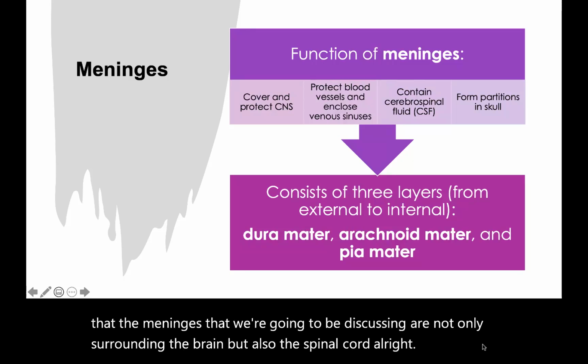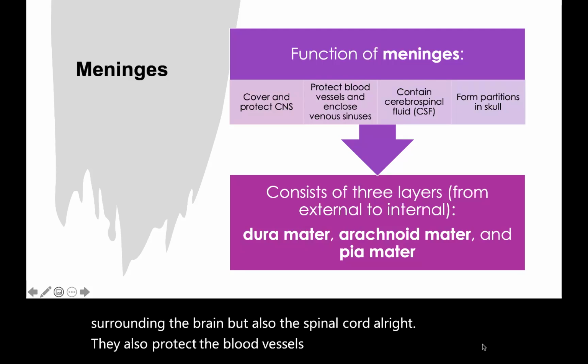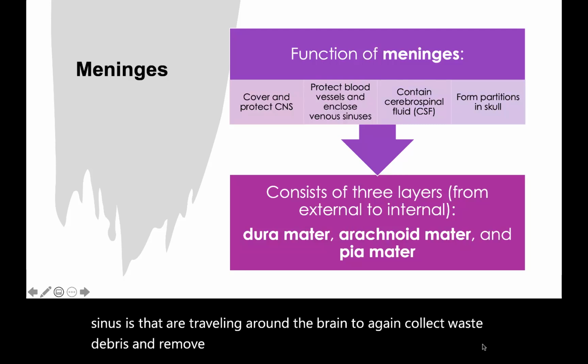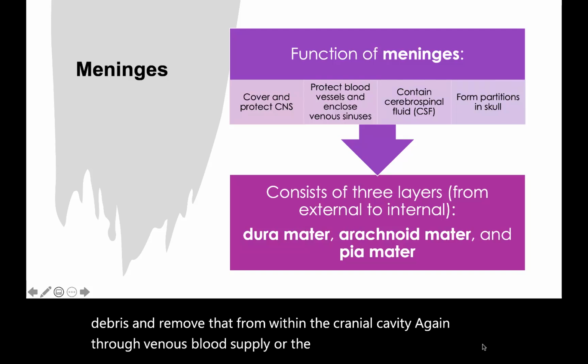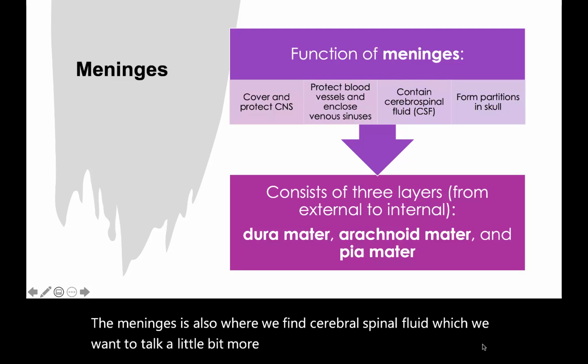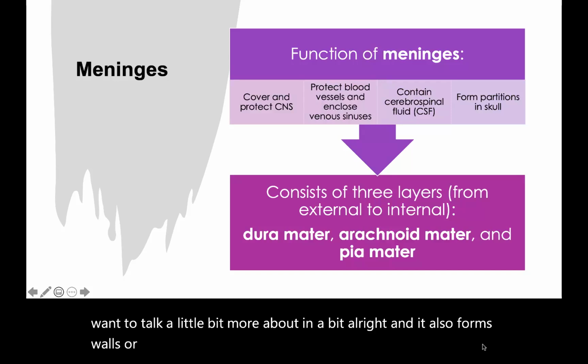They also protect the blood vessels and they enclose the venous sinuses that are traveling around the brain to, again, collect waste, debris, and remove that from within the cranial cavity, again, through venous blood supply or the veins. The meninges is also where we find cerebral spinal fluid, which we're going to talk a little bit more about in a bit.